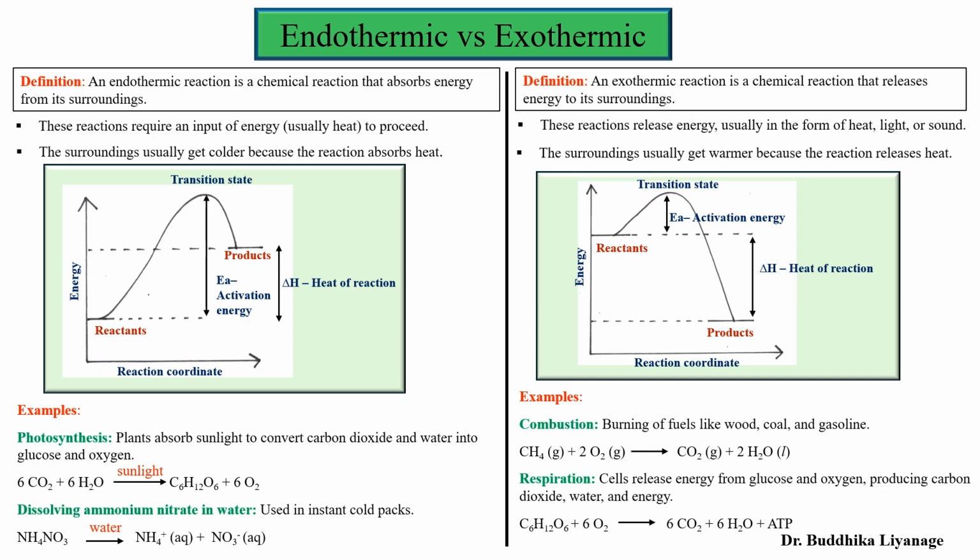So as a summary, in endothermic reactions energy is absorbed, and in exothermic reactions energy is released to the surrounding. Endothermic delta H is a positive value, exothermic delta H is a negative value. Endothermic reactions are cold to touch, exothermic reactions are warmer to touch. In the endothermic reaction energy diagram, reactants are at lower energy and products at high energy. But in the exothermic reaction energy diagram, reactants are at a higher energy level and products are at a lower energy level.